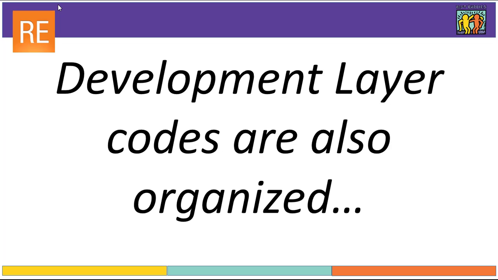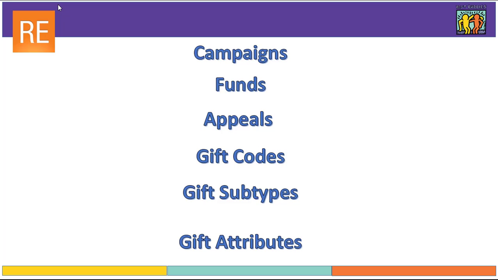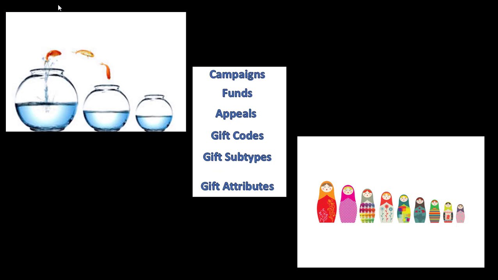Now, these development layers are also organized. We've got different types of codes. We have campaigns, funds, appeals, gift codes, gift subtypes, and gift attributes. Now, I know these might seem a little tricky, but just look at them as if they were Russian nesting dolls or containers funneling water or funds into specific places. Campaigns are our broadest code. There's only 7 of them. Then come the funds, appeals, which include the year, gift codes, gift subtypes, and gift attributes. Again, they all fall inside of one another.